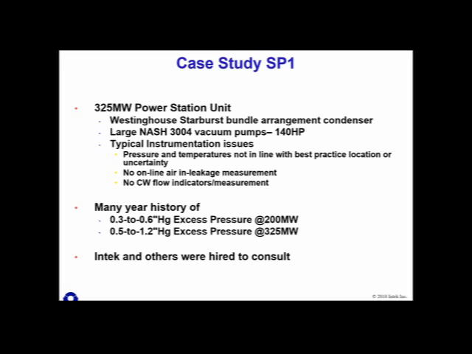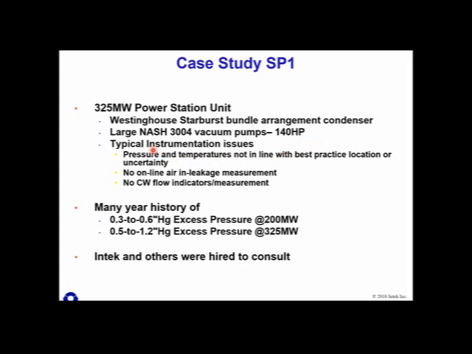So that leads me to our first case study. Let's dive right in. This case study is a 325 nameplate megawatt power station unit. They have a Westinghouse starburst bundle arrangement condenser. We showed that yesterday. It's not a very good condenser. They have some issues with that.